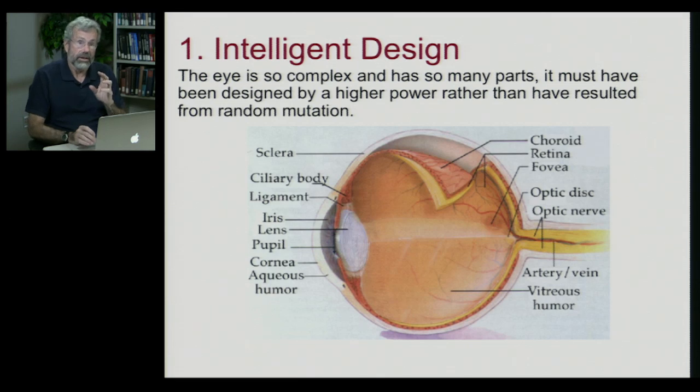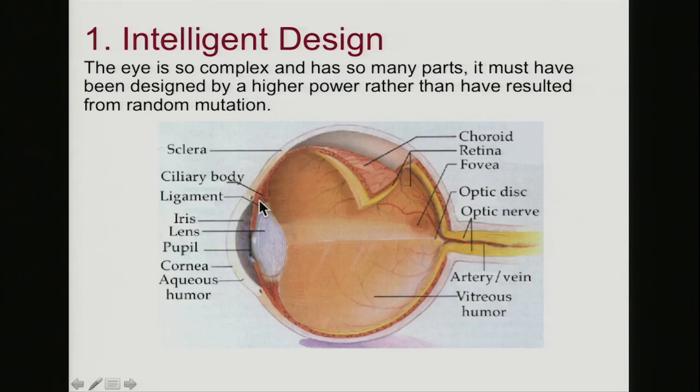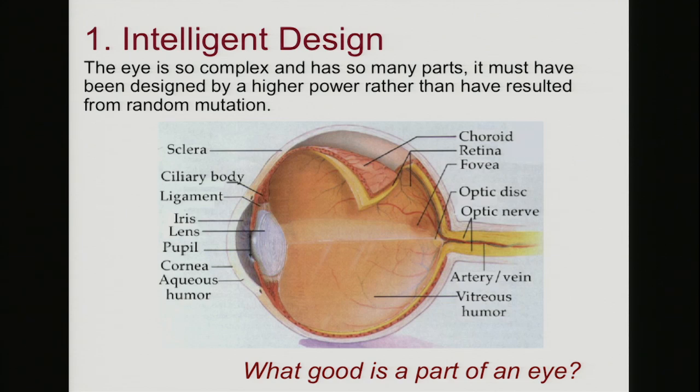So, the idea behind intelligent design is that the eye is so complex, it has so many parts, it must have been designed by a higher power rather than have resulted from random mutation. I mean, surely having the iris here that lets in different amounts of light, having the lens focused near and far depending on what you're looking at, and having all these bits and pieces of the eye, how could they all have come into existence just by random mutation? Okay? They have this notion that there's no use in having an eye if you only have part of an eye.